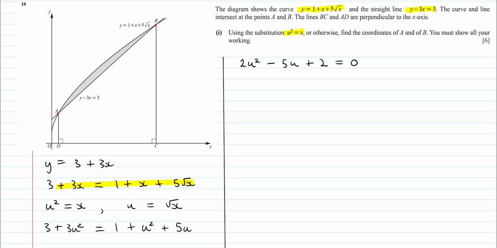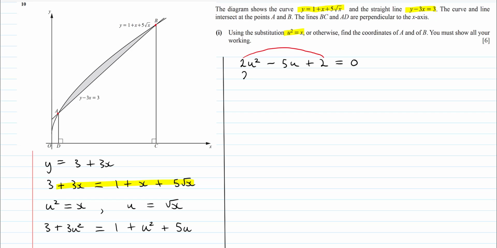We could just use the quadratic formula here to solve for u, but this one does actually factorize. It's not too bad to factorize just by inspection, but I will go through the process of factorizing it here. So what we're looking for then is two numbers that multiply together to give 4, that's 2 times 2 is 4, and add together to give minus 5. So that's going to be minus 4 and minus 1.